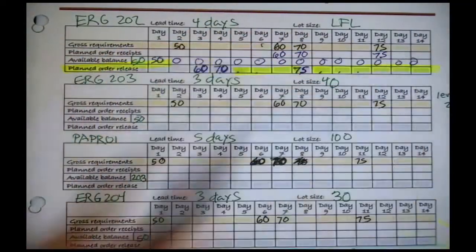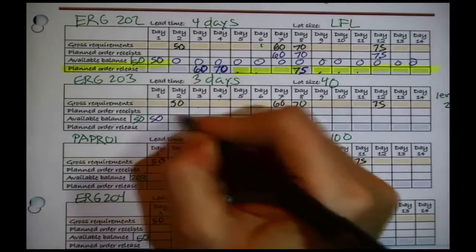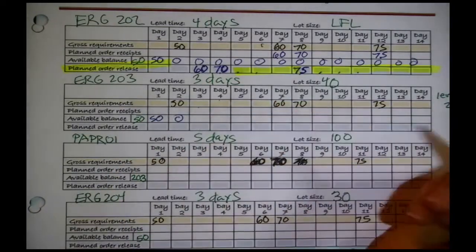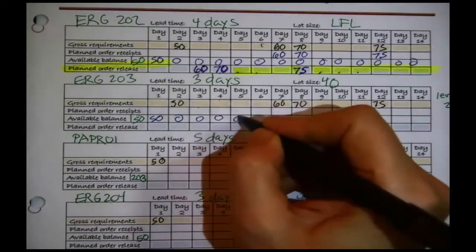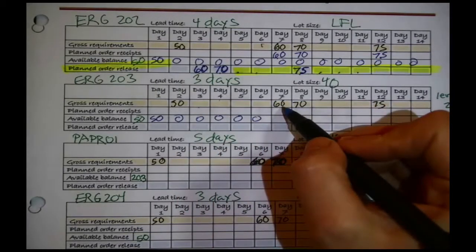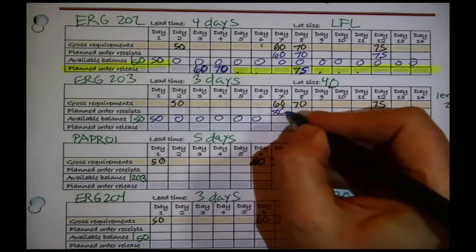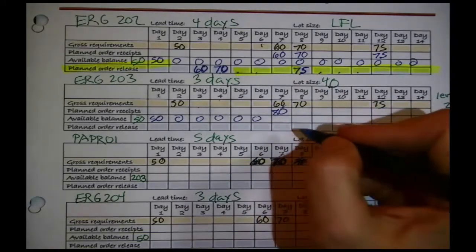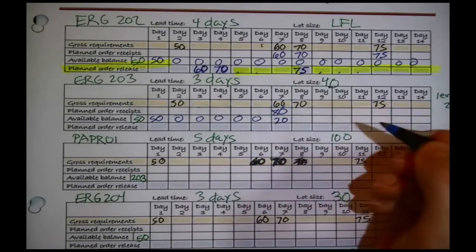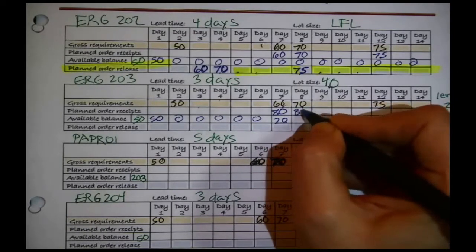ERG 203, there's also 50 in stock, and we use that up on the 2nd day. Okay, so we don't have any in stock going into the 7th day, of which we need 60, but here there is a lot sizing policy. We have to order in multiples of 40, so that means we're gonna need to receive 80, 2 lots of 40. We'll have 20 left over, and the 8th day we need 70, so we're only short 50, but that means it needs to be another order of 80.